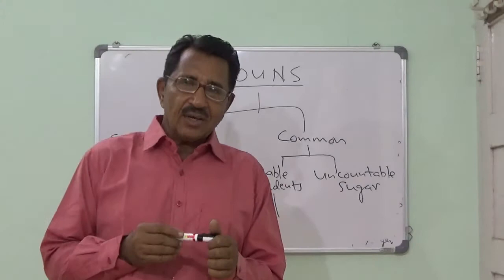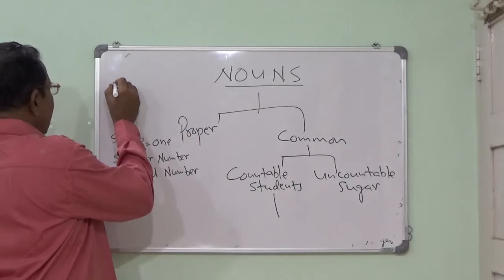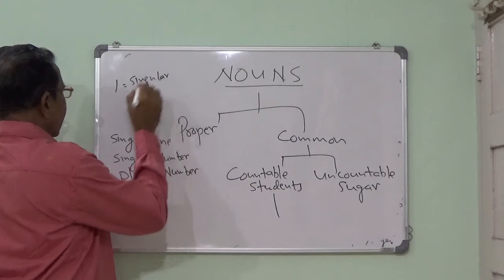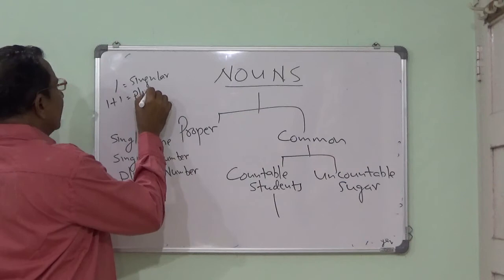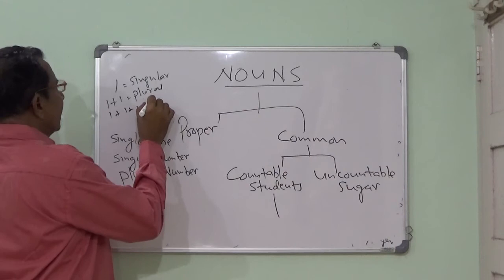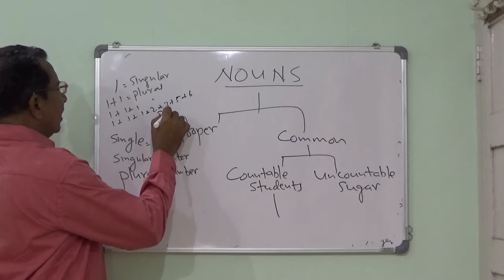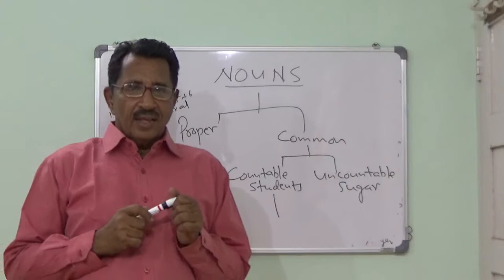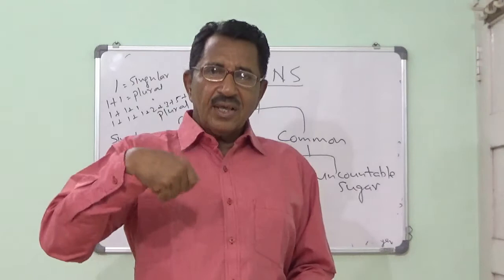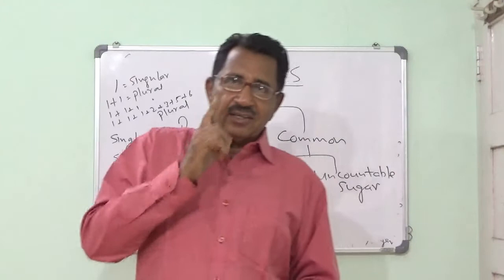So what is singular? One. If it is only one, then that is singular. One plus one, that is plural. One plus one plus one, same, plural. One plus one plus one plus two plus three plus five plus six, again plural. So what is singular? Singular means one. And plural means more than one. 2, 3, 4, 5, 6, 7, 8, 9, 10, 11, 12, 13, 14, all plural. Plural number.